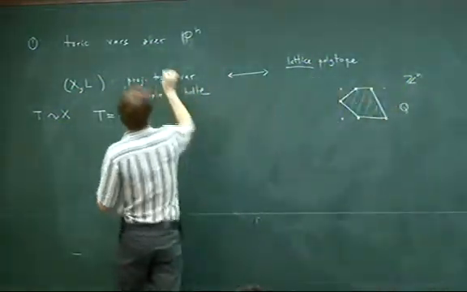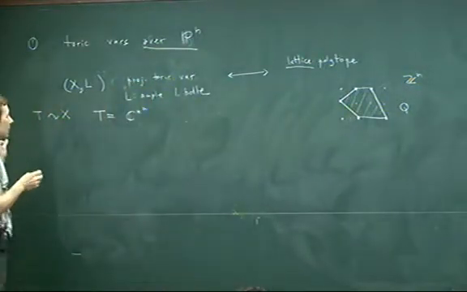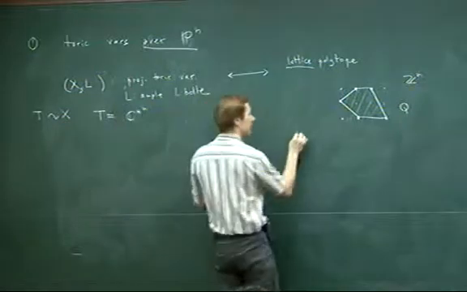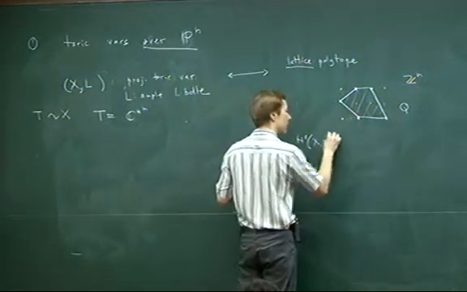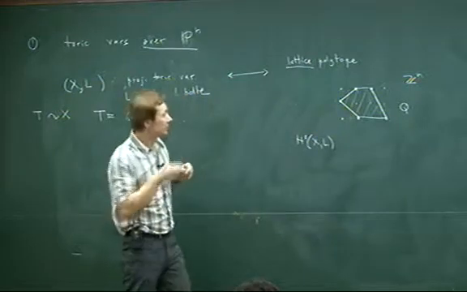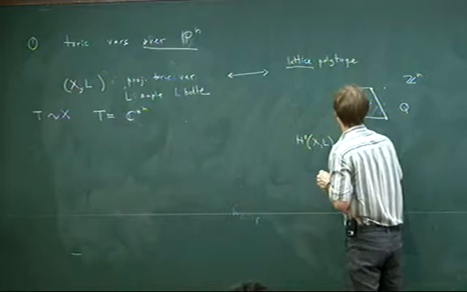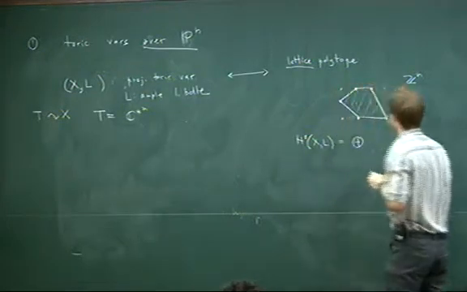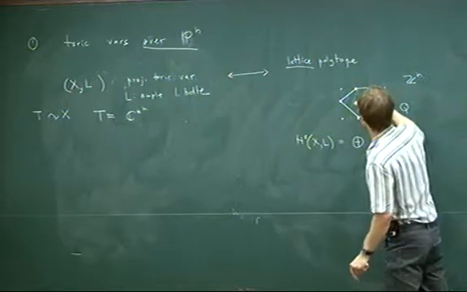Now, I said over P^n, so what do I mean by this? If you look at H0(X, L), that's a direct sum over these integral points.